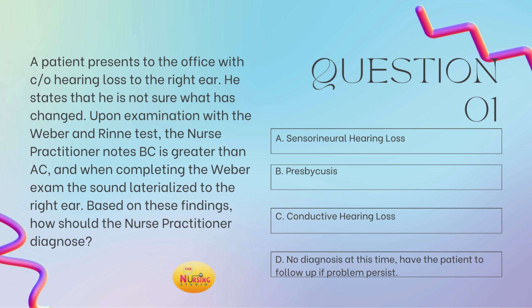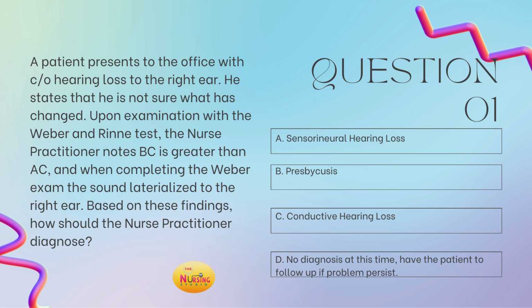So the patient came in complaining of hearing loss to the right ear, right? That's the subjective. That's what they're telling you is wrong. And so the nurse practitioner is doing their workup. He's not sure what's changed, so nothing has caused this that he is aware of. The nurse practitioner does the Weber and Rhine, right? And I say visualize this patient in front of you. And so the nurse did the Weber and Rhine. BC is greater than AC, so bone conduction is greater than air conduction. So in your mind, you should note that's abnormal, right? So we'll just hold on to that.